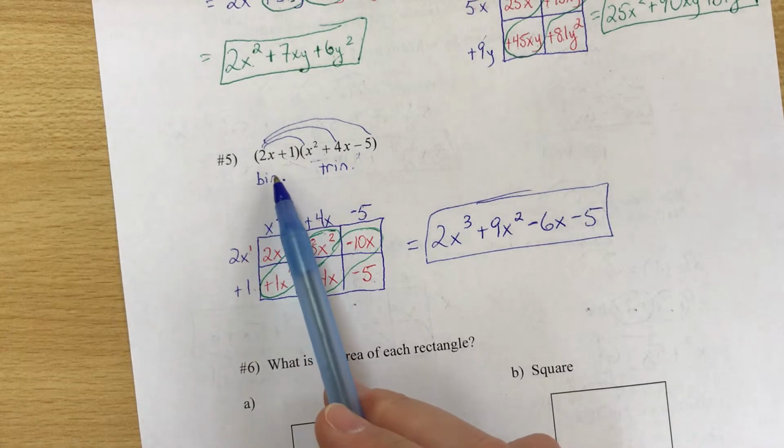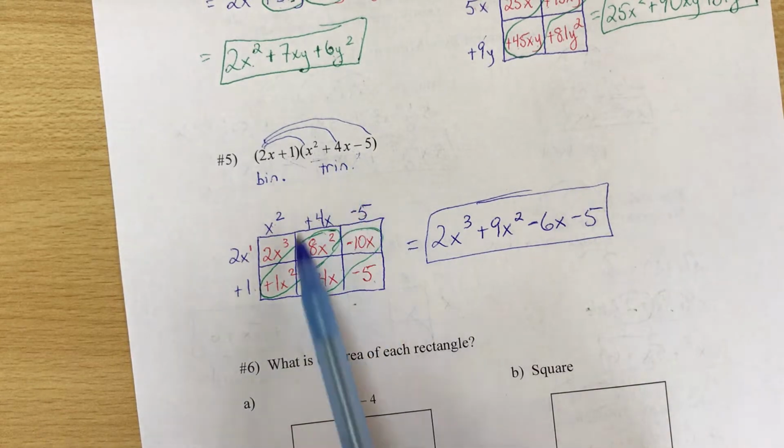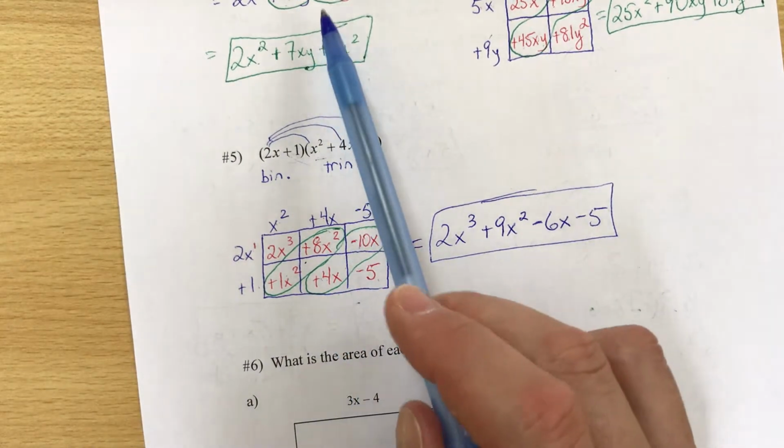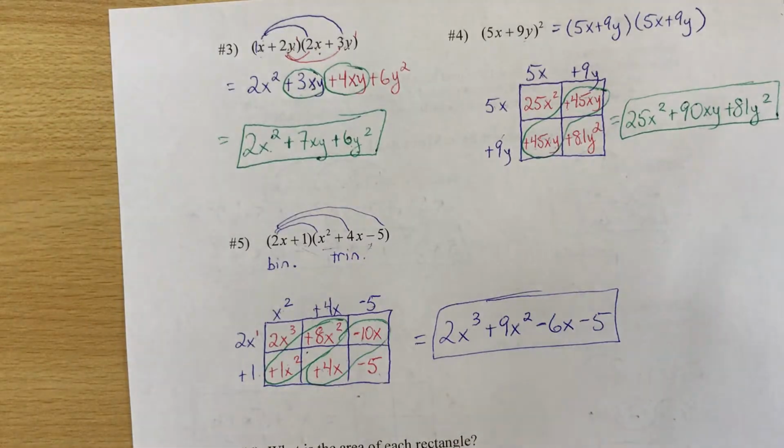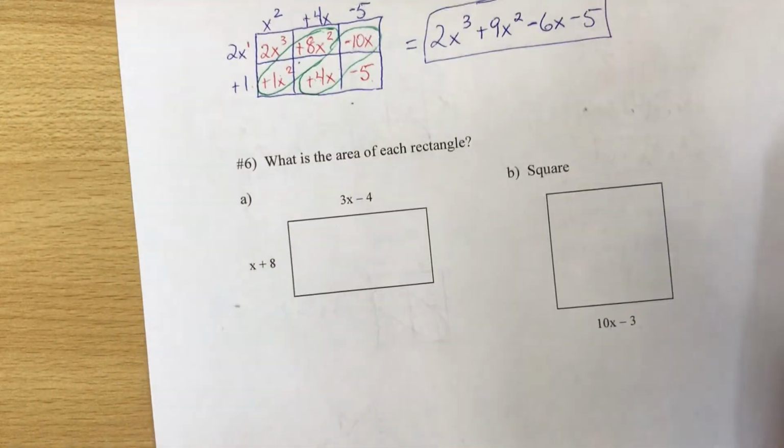So if you're doing a binomial times a trinomial, there's going to be quite a bit of multiplying. The box is a nice way to do it. Other than that, either double distributing or boxing is going to be the same amount of work pretty much. Okay, we got 2 more left.